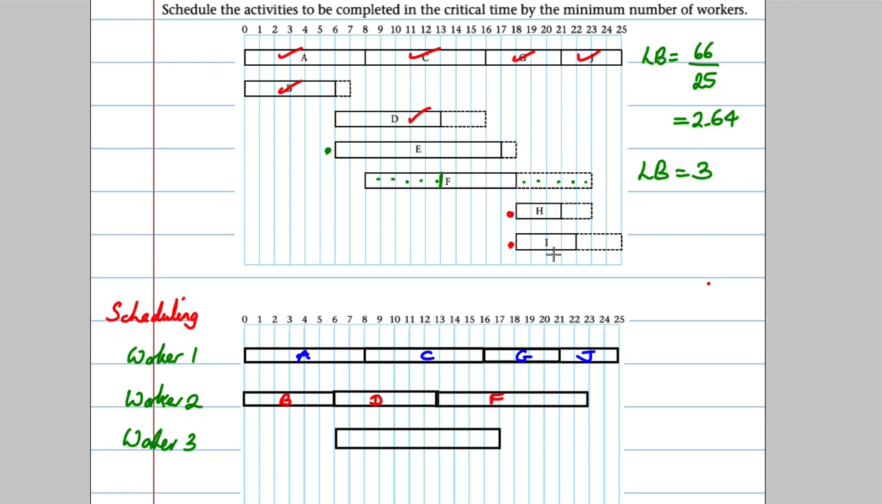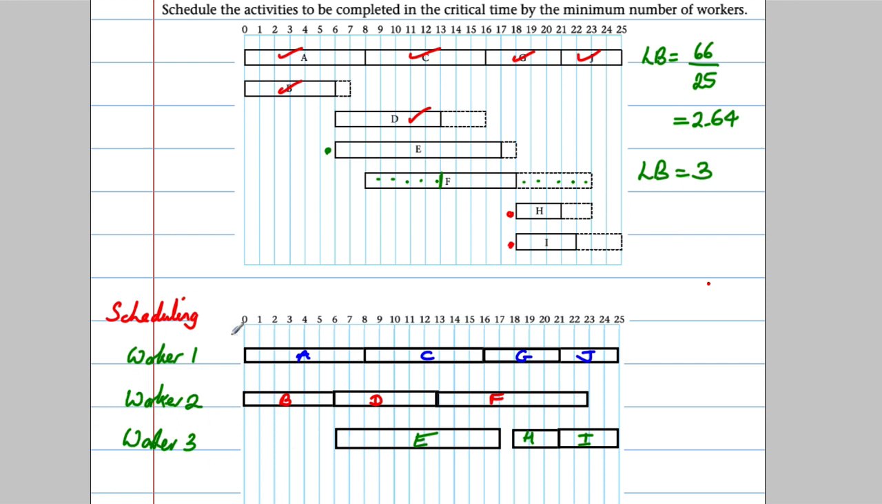H and I have got to happen. So I'm going to keep H where it is and maybe shift I over like that. So keep H there, starting at 18 and ending at 21. And I'm going to move I over 3 places, so it starts at 21 and ends at 25, would be something like that. And these would be my activities E, H, and I.